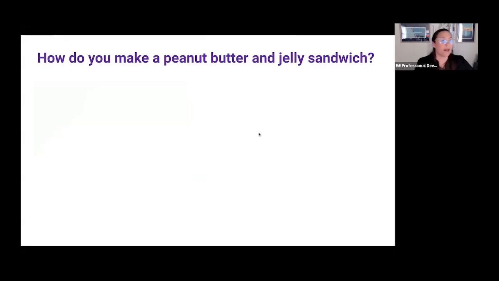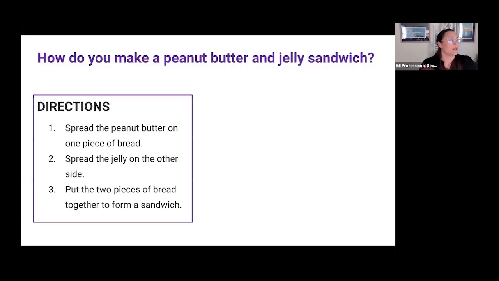Well, if you ask Google, which sometimes we want to do, Google will tell you that there are very simple directions. Spread the peanut butter on one piece of bread, spread the jelly on the other, put the two pieces of bread together to form a sandwich. But there's a lot of things that are going unstated in that sentence, in that recipe. And so Kelly's going to talk a little bit about what it looks like to think through all of the steps of actually making a peanut butter and jelly sandwich.